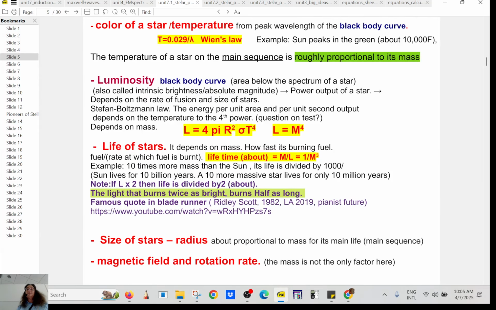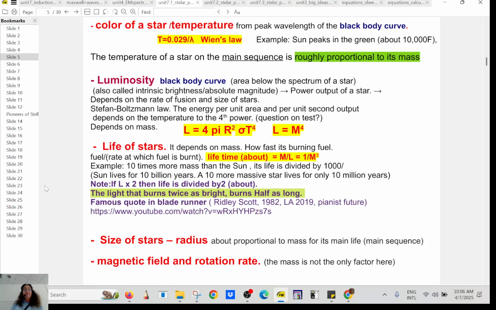Okay, so we talked about that. Luminosity is the energy output, and it depends on the mass to the fourth power, which is also the temperature to the fourth power. Life of stars, the story is die hard, live young. That applies to stars. Some people do, not all of them.